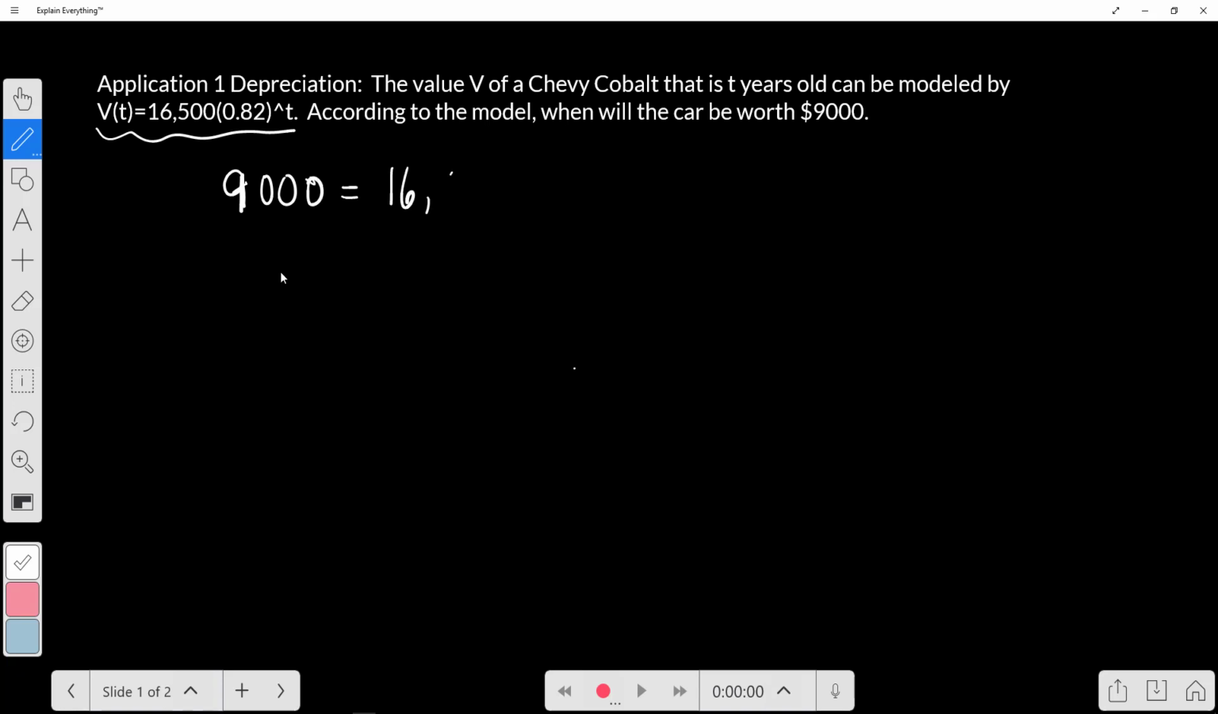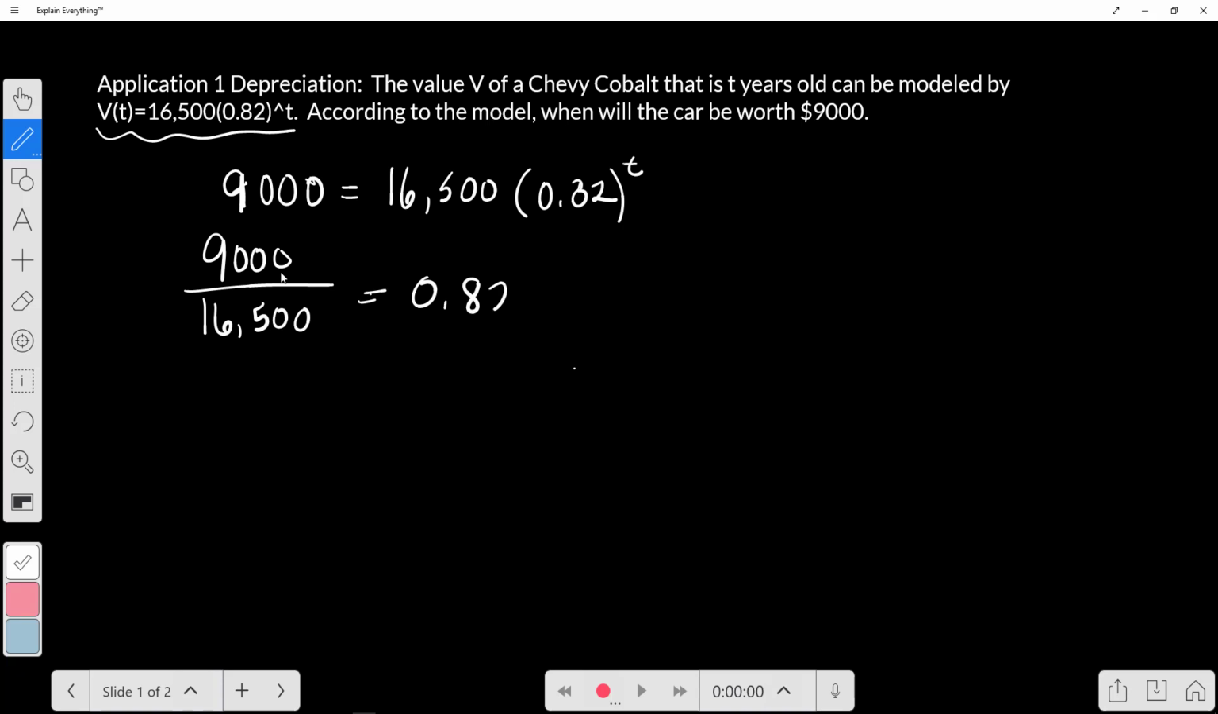So 9,000 equals 16,500 times 0.82 to the t power. And now with all the skills that you learned in the last section, you can solve this, right? I remember saying in the last section that I would always get the exponent by itself. So 0.82 to the t. Now I would ln both sides. It's algebra skills, right? You do something to one side, you have to do it to the other side.